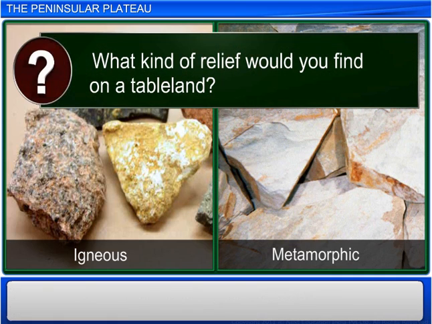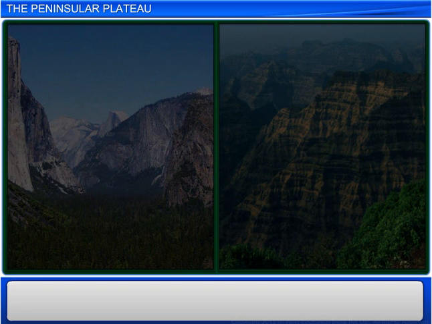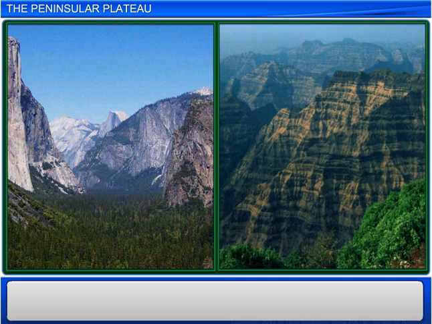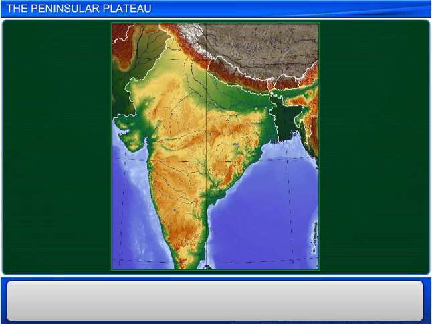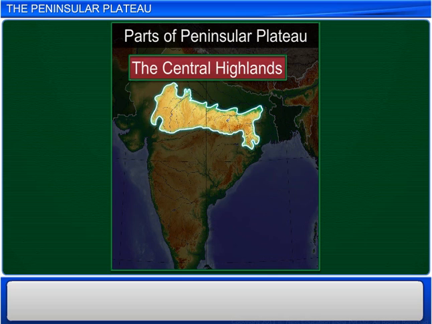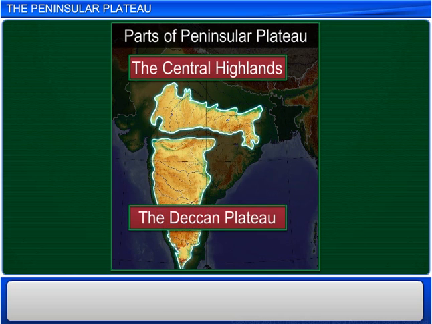What kind of relief would you find on a tableland? The Peninsular Plateau consists of both broad and shallow valleys and rounded hills. Based on the relief, the Peninsular Plateau has two broad divisions: the Central Highlands and the Deccan Plateau.